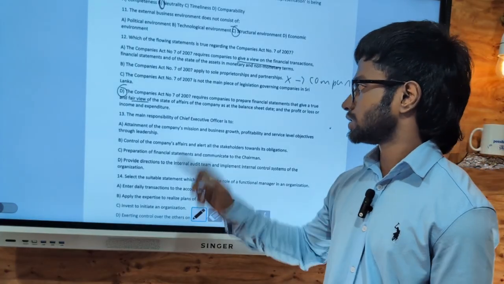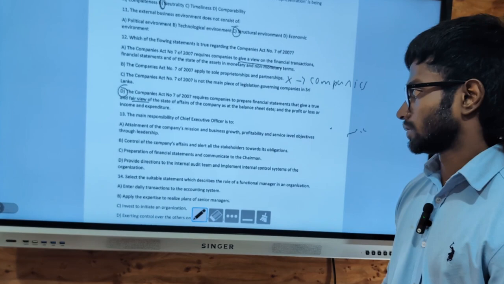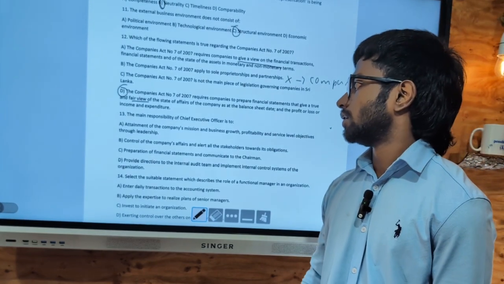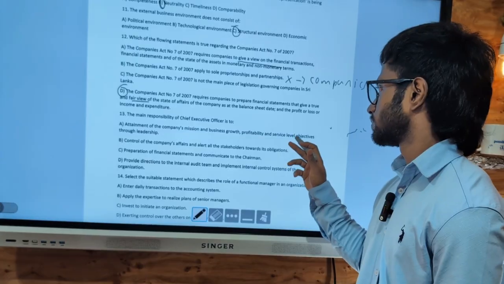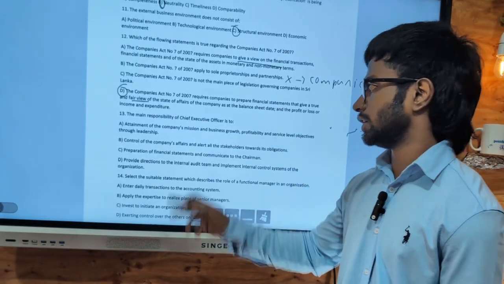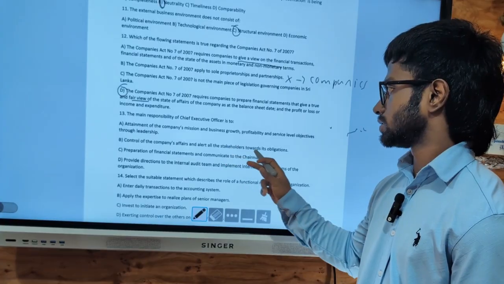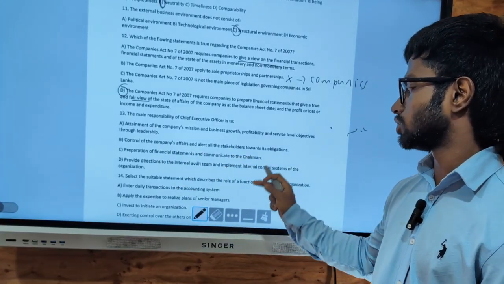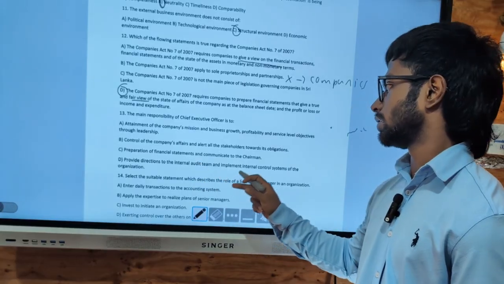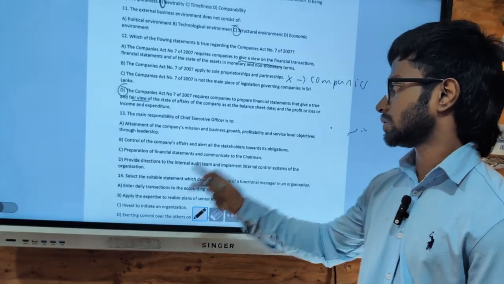Next, the main responsibility of a CEO, Chief Executive Officer. Attainment of the company's vision and business growth and profitability and service level objectives through leadership. Control of the company's affairs, alert all stakeholders towards obligations, prepare financial statements and communicate to chairman, provide directions to the internal audit team and implement internal control systems of the organization.